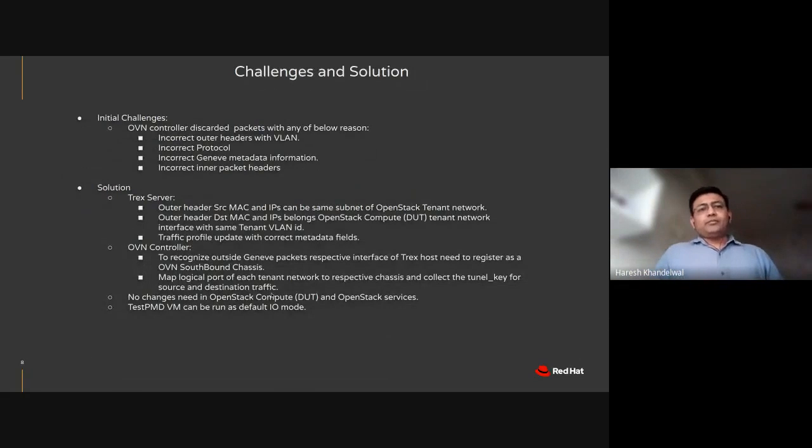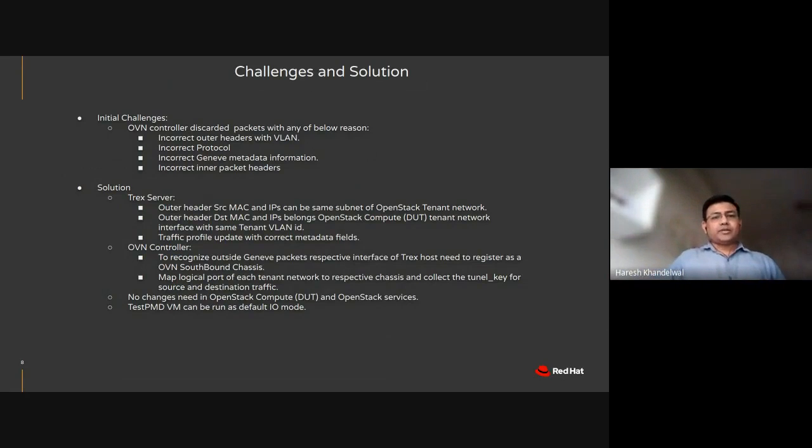All right. So the initial challenge with the OVN controller is that it will simply reject all packets that do not have a proper VLAN header, that are not in the tenant VLAN, that do not have the Geneve metadata information, that do not have a proper Geneve header, or where the inner packet is wrong. That means the packet should have the information to reach the VM on our DUT. Without that, it will just drop the packet.